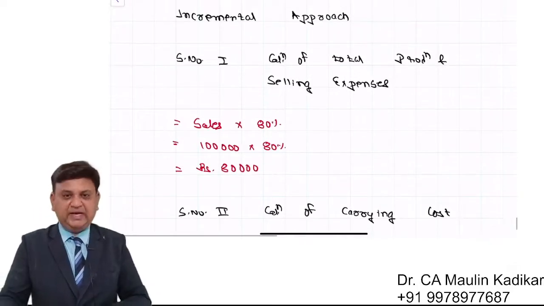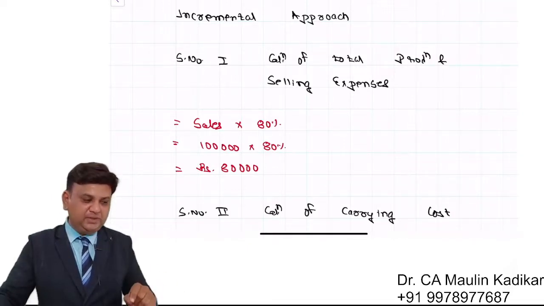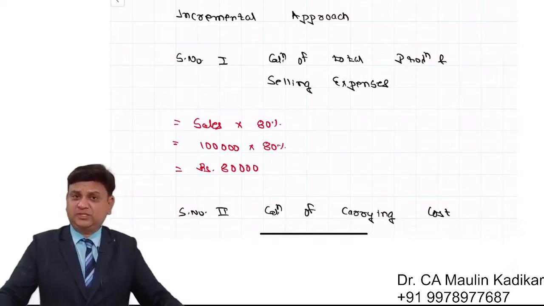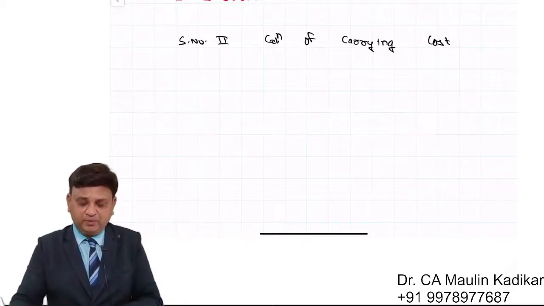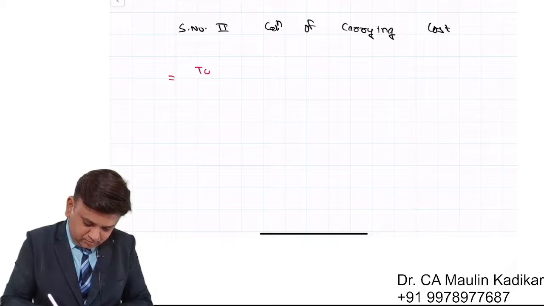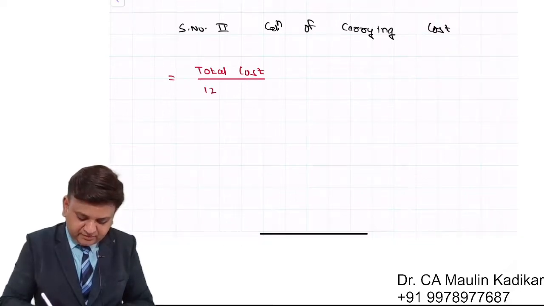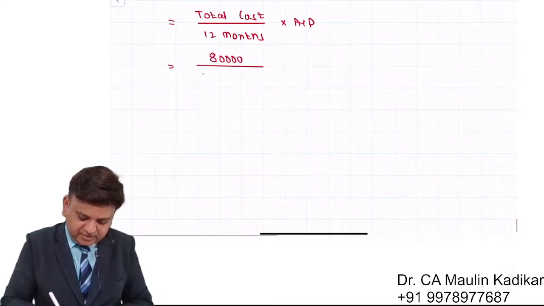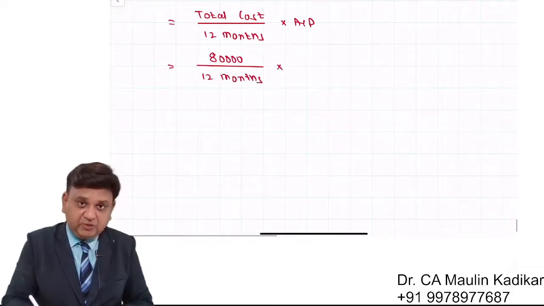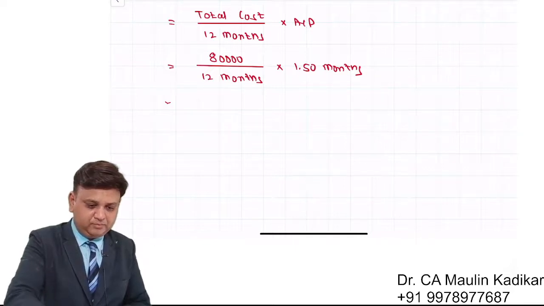Before we proceed further, I just want you to write in the chat box what would be the amount of investment if we sell goods to this customer? Dear students, over here, let us understand how we compute the carrying cost. It is the total production and selling expenses divided by 12 months into the average collection period. So 80,000 divided by 12 months into the average collection period of 1.5 months. That comes to 10,000.